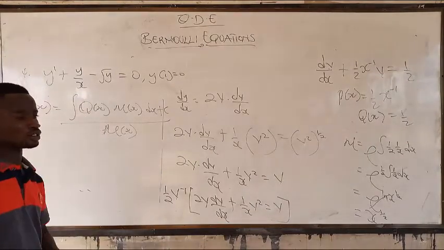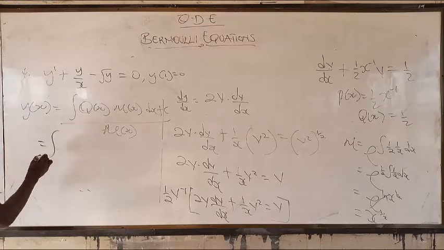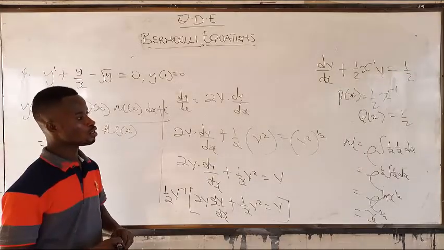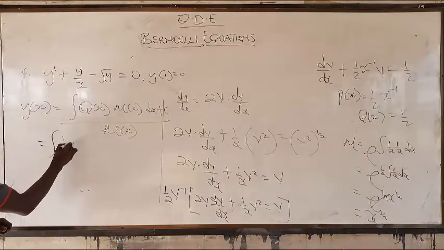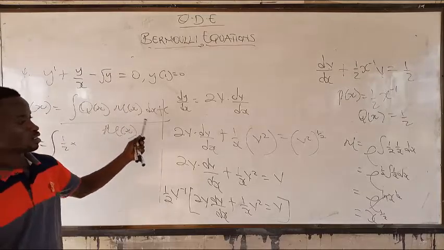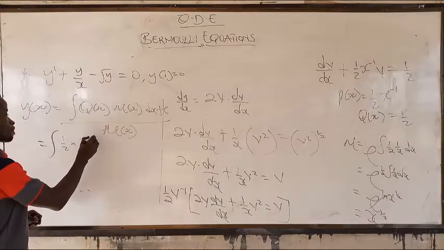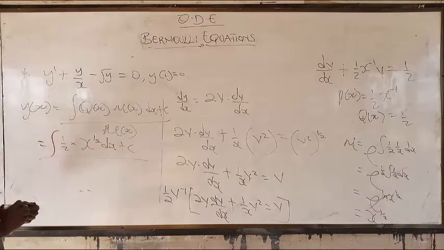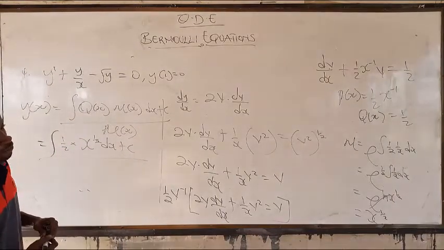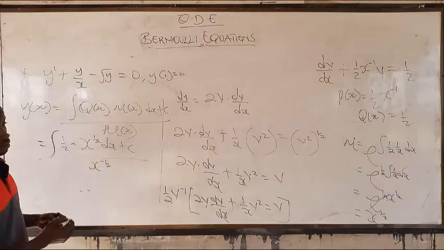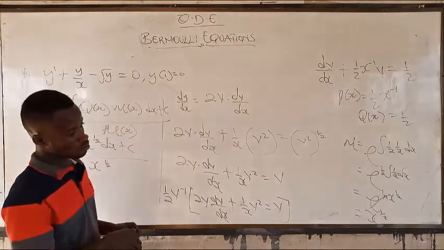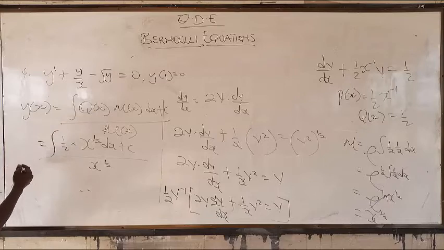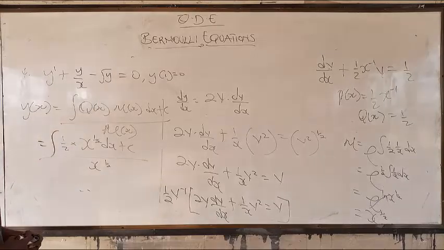Very good. Let's continue. So we have our Q of s to be half times the integrating factor, all this over the integrating factor, s to the power half. Alright. So we now go on and integrate.